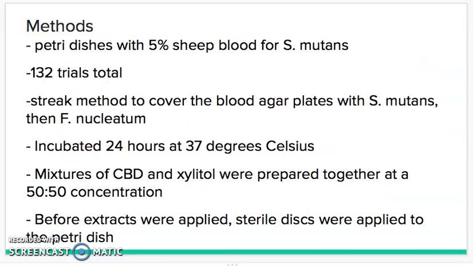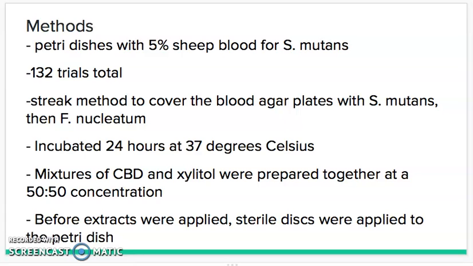So my methods, I kind of described what I use in the methods too, like my materials. I use petri dishes with 5% sheep blood for the Streptococcus mutans, and I use this because 5% sheep blood agar is actually better for bacteria to grow on. And I had a total of 132 trials.